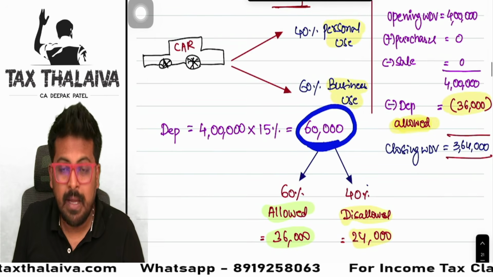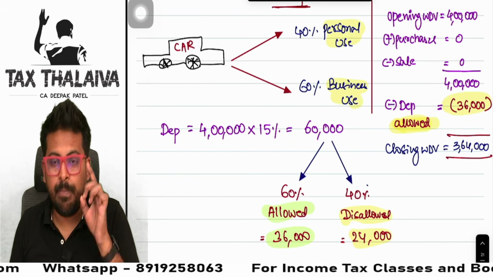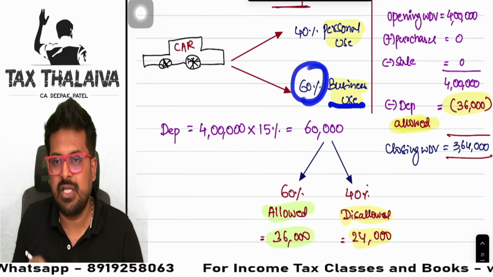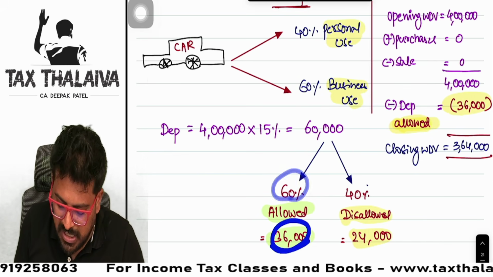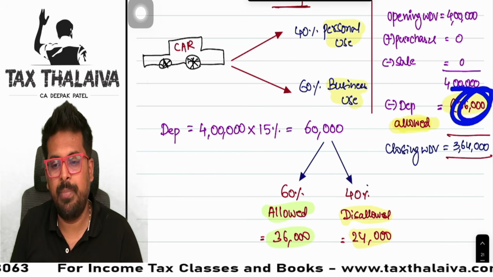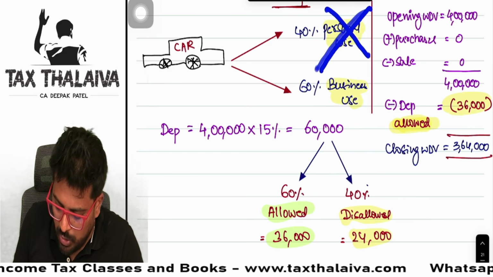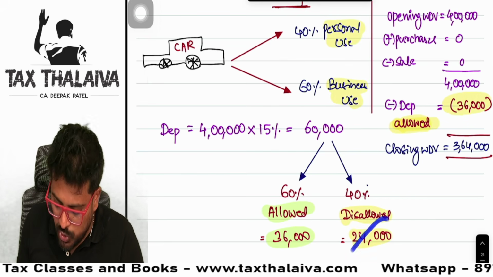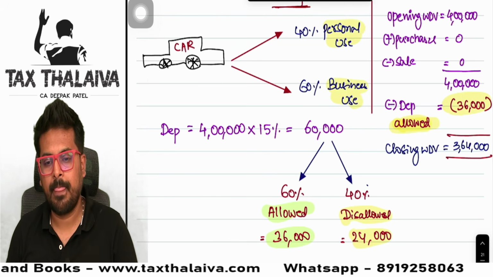Out of the 60,000, only 60% you can claim as business expenditure, because only 60% of the asset is used for business purpose. So 60,000 into 60%, 36,000 is allowed as depreciation. The 40% which you use for personal use will not be allowed as depreciation. So 24,000 is disallowed, not allowable.